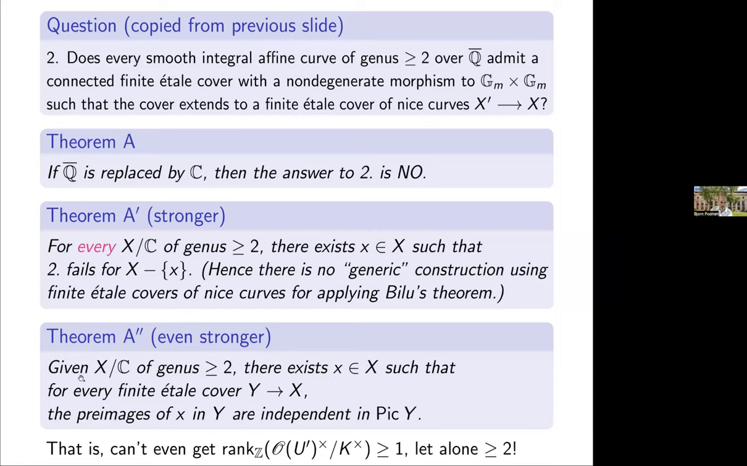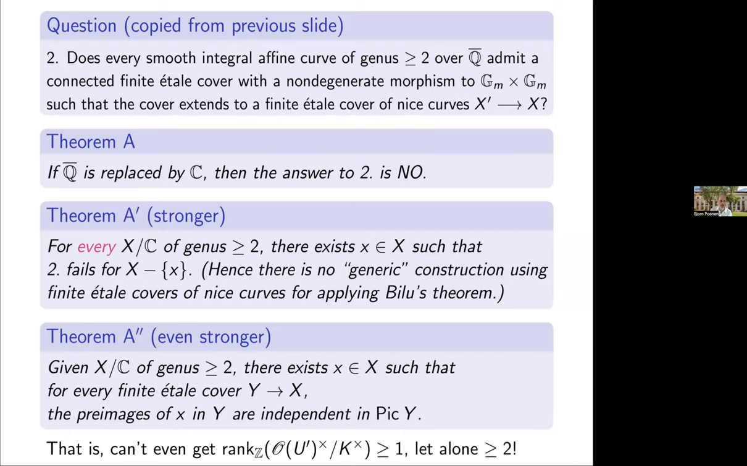And yeah, you can read what it says. It says that given a nice curve of genus at least two, you can find some point in it such that if you puncture there and you look at its pre-image, then for any finite étale cover, the pre-images will always be independent in the Picard group of Y. So that means you cannot even get the rank of the group of invertible rational functions, modulo scalars, to be at least one, let alone the greater than or equal to two that you would need for Bilu's theorem.